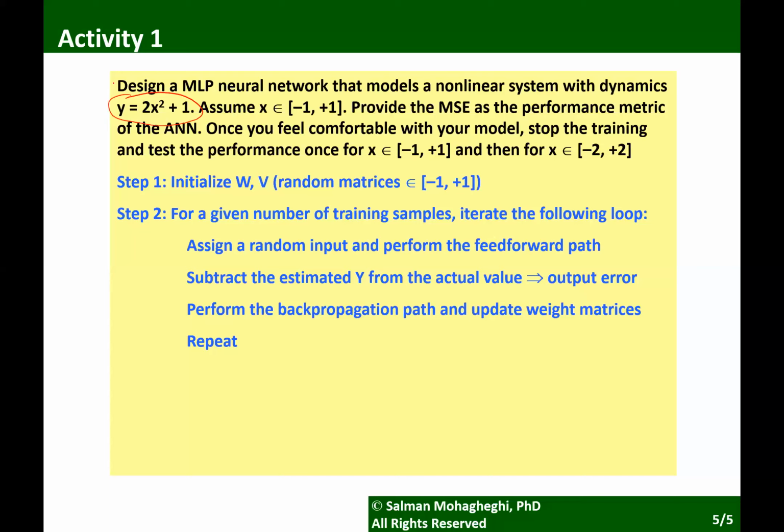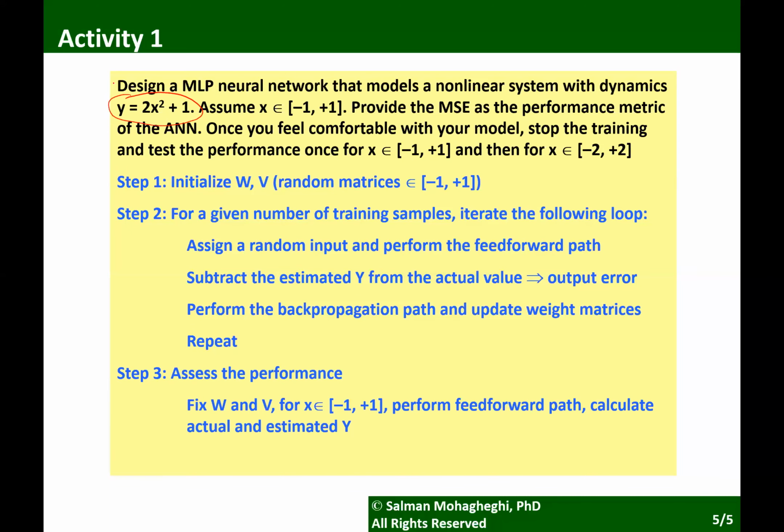You do this for a couple thousand number of samples, and then once you feel comfortable, you stop the training. When we say you stop the training, that means you're not updating the weights anymore. Now, with whatever weights you had before, you will basically apply x values from -1 to 1, perform the feed forward path, calculate the actual y and the estimated y, and typically plot them on a graph. And again, notice that here we don't have a back propagation path.